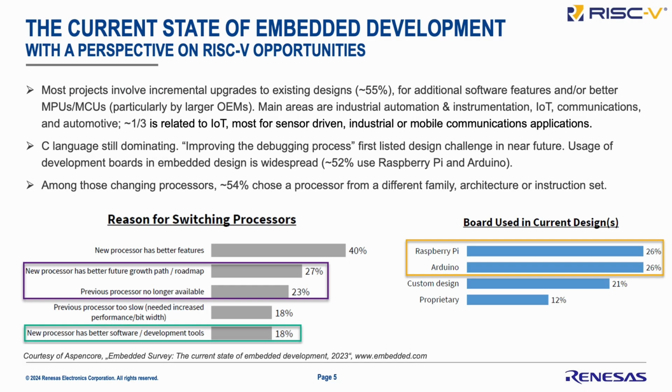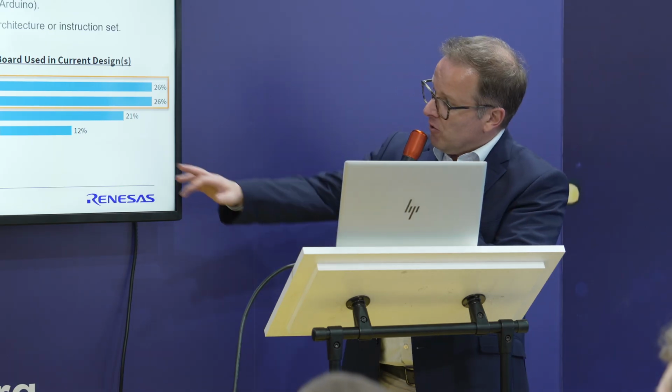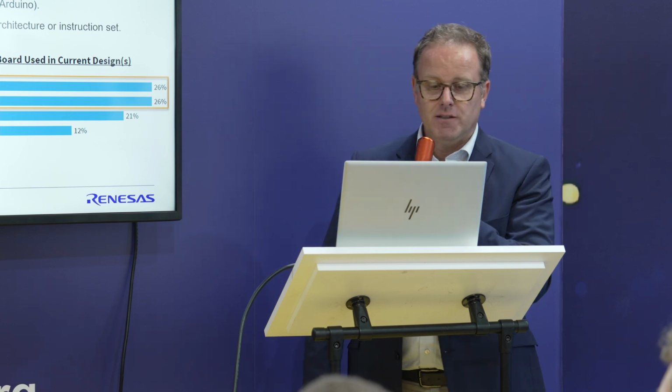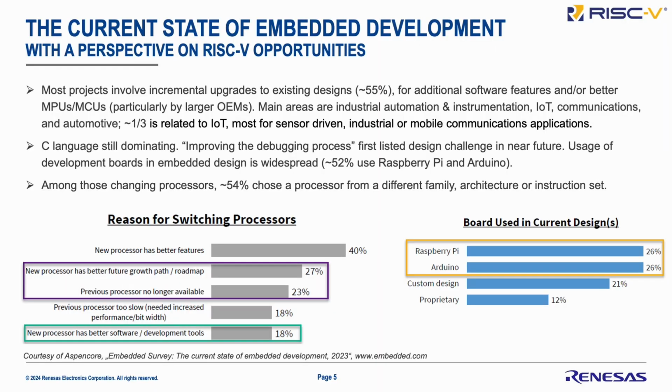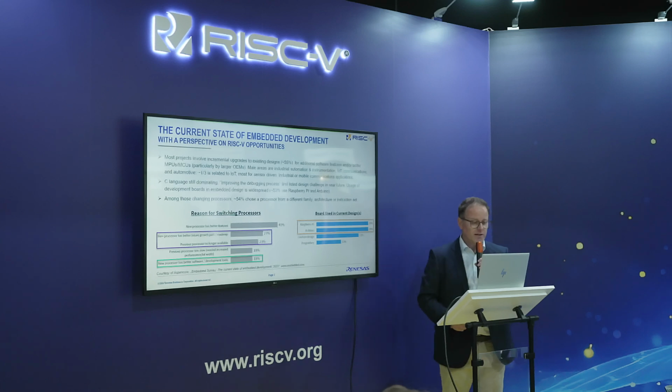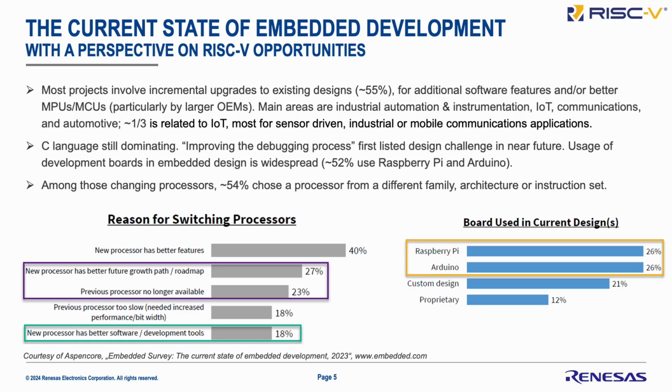Among those designs where the processor was changed, half switched to a different family, a different architecture or a different instruction set. And below, on the bottom left side, are listed the main reasons why the processors were switched. Some of them are obvious: the new one has better features, or the previous one got too slow, so the performance was not enough. But interestingly, the purple box highlights the fact that either the previous processor was end of life, so no more available, or the new one had a more appealing roadmap.